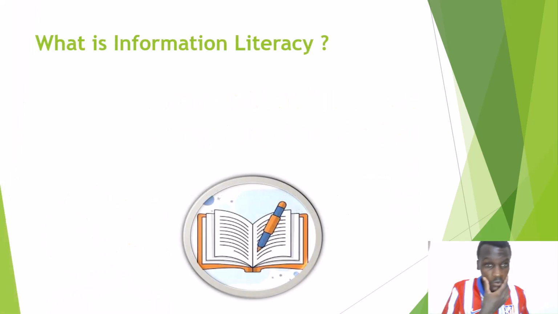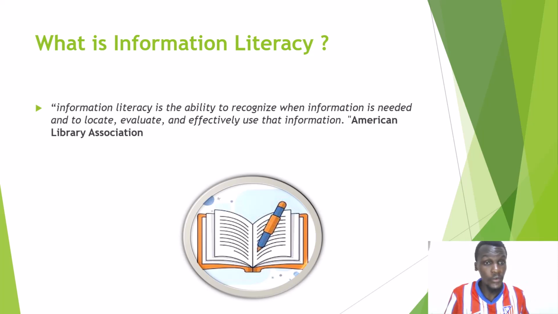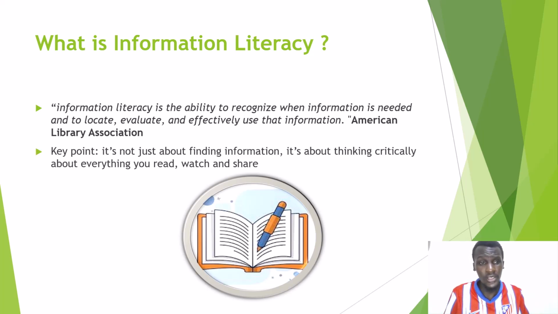So what is information literacy? Information literacy is the ability to recognize when information is needed, to know where you can locate it, and to evaluate and efficiently use that information. This just means that you are able to get that information and use it in a meaningful way. The key point is that it's not just about finding information, but about thinking critically about everything you read, watch, and share.